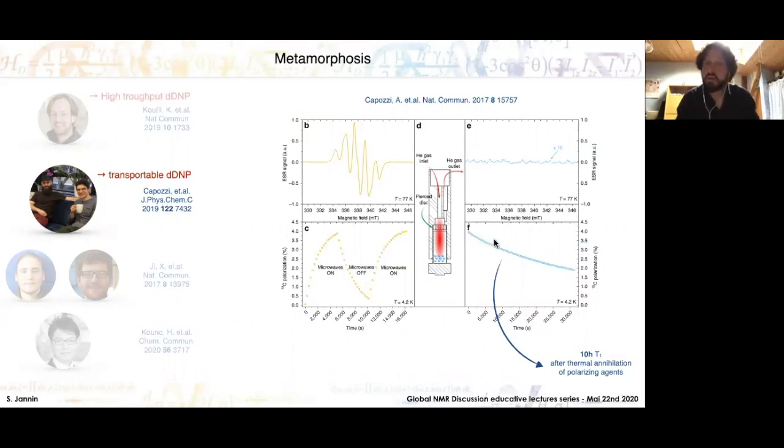So now you could think of actually taking out the sample and transporting it in the solid state in a low temperature environment and bringing it to the point of use. So no need for hardware, no need for personnel, just a consumable that you can get from outside.